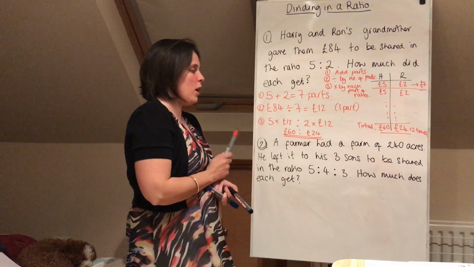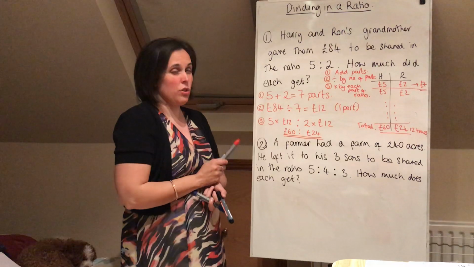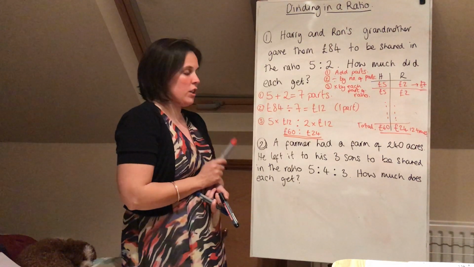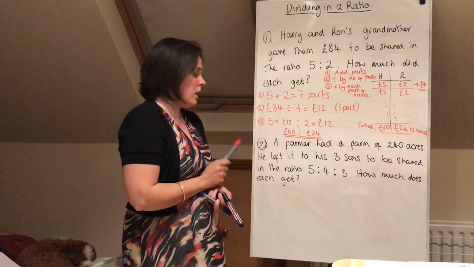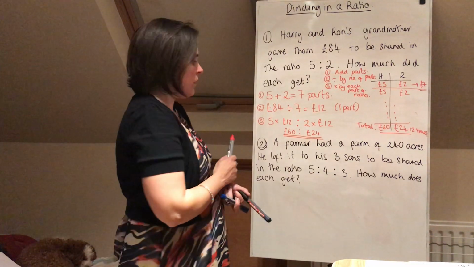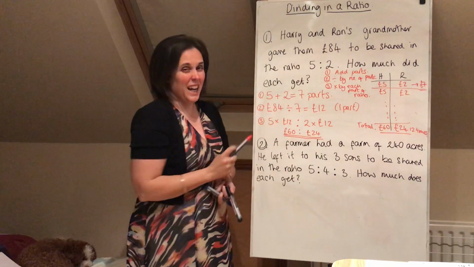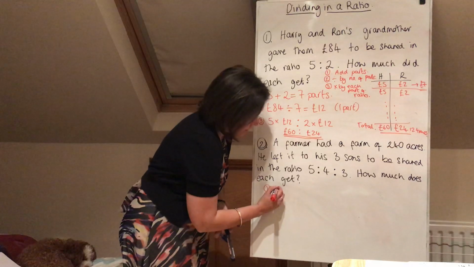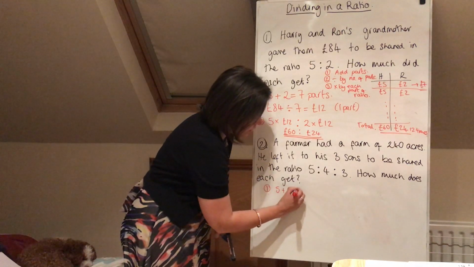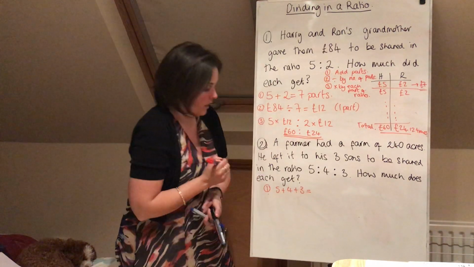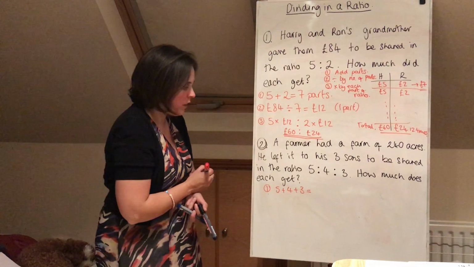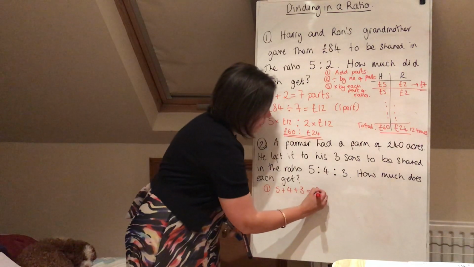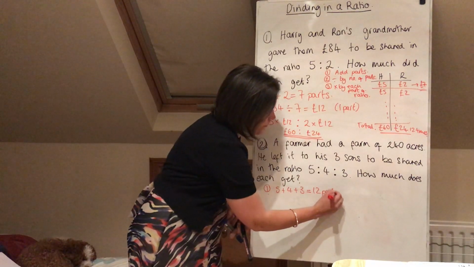This time a farmer has a farm of 240 acres. He's left it to his 3 sons to be shared in the ratio of 5 to 4 to 3. How much does each son get? So step 1, we're going to add the parts. That is 5 plus 4 plus 3, and we get 12 parts.